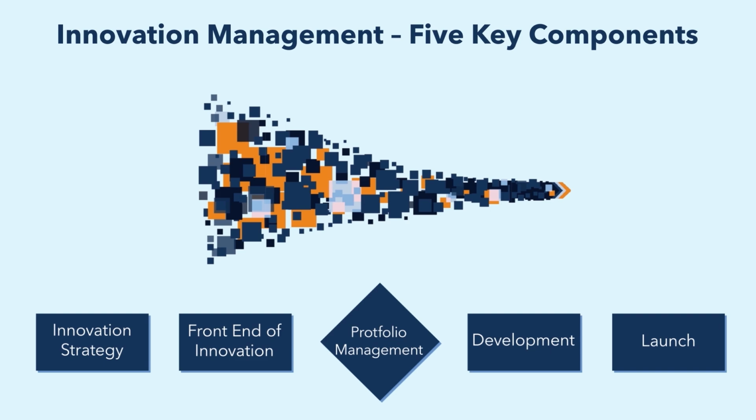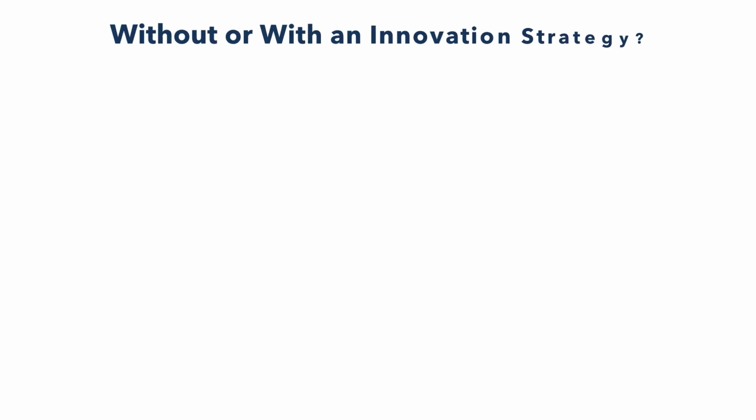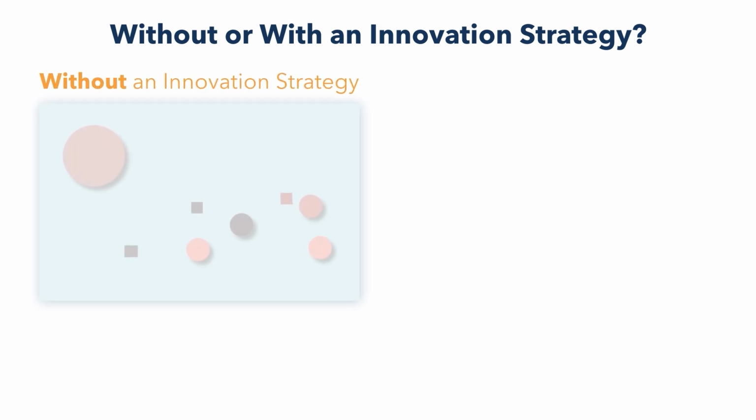The strength of these 5 linear sequential components is that they are simple and easy to understand for the rest of the organization. The reality is that an innovation process is repetitive, but let's keep it linear to keep things simple. What happens with or without an innovation strategy? The question is simple. Can an organization innovate without an innovation strategy? Of course it can. However, there is a but.